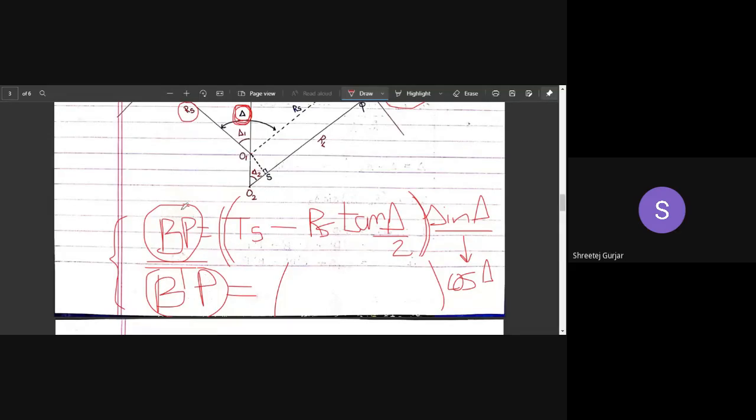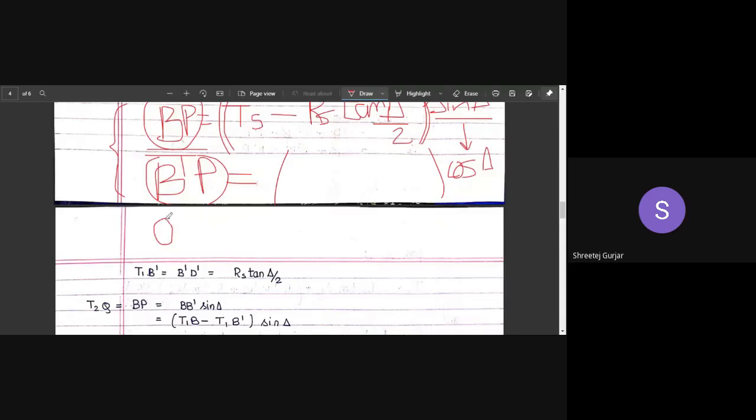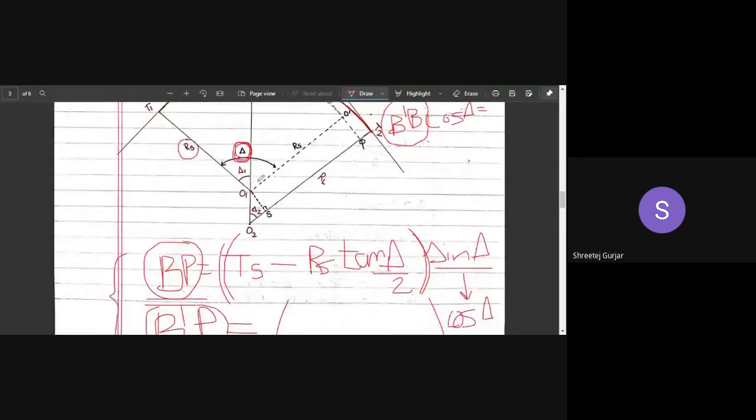So remember, first you have to calculate BP, then you have to calculate B dash P. Now after this is done, the next thing which you have to calculate is O2S. Let me show you where O2S is. O2S is in the bottom triangle over here. This particular length we require. So we have to make use of this triangle and find out O2S.